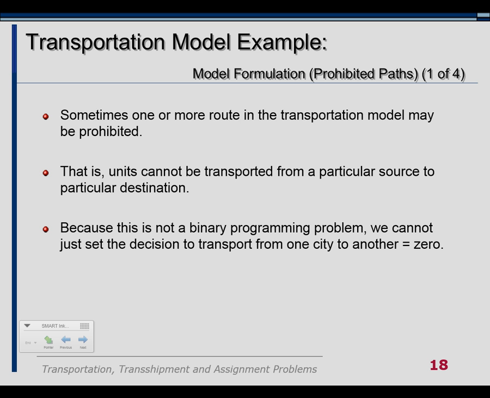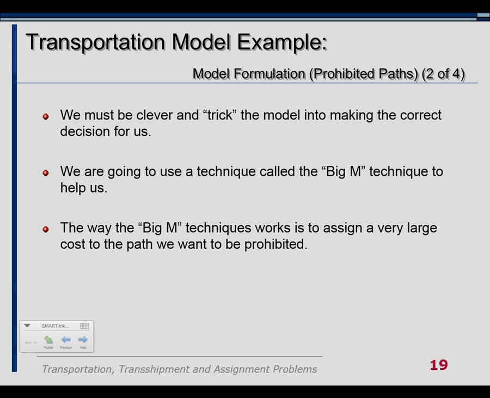Because this is not a binary programming problem, we cannot just set the decision to transport from one city to another equal to 0. A lot of times in these types of models, we have to be clever. I've always used this word: we have to trick the model into making the correct decision for us. With binary decision variable models, I see it as almost tricking the mathematics into giving you something it shouldn't be giving you. That's kind of how I've always felt about these problems.